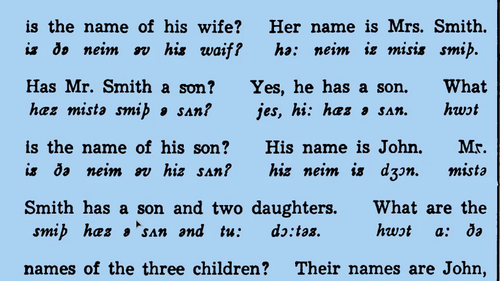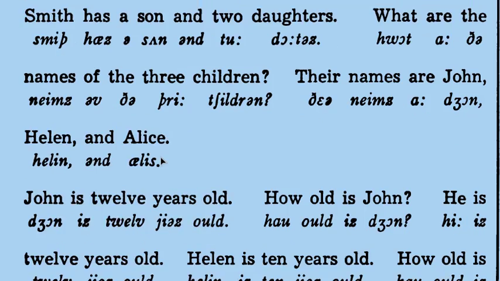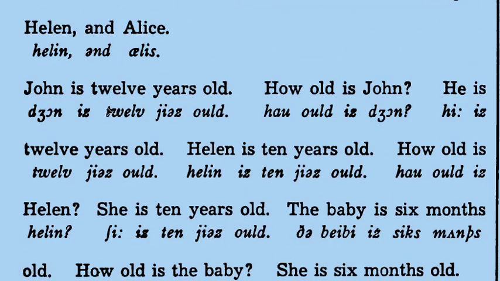Mr. Smith has a son and two daughters. What are the names of the three children? Their names are John, Helen, and Alice. John is 12 years old. How old is John? He is 12 years old.